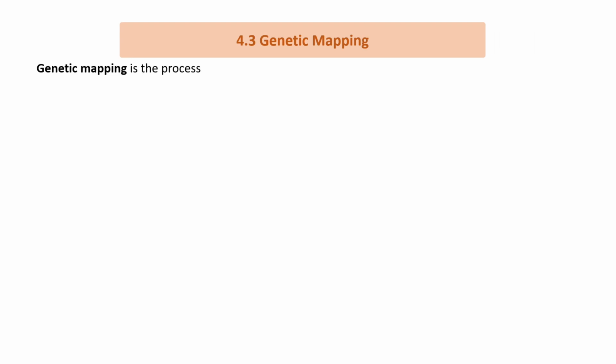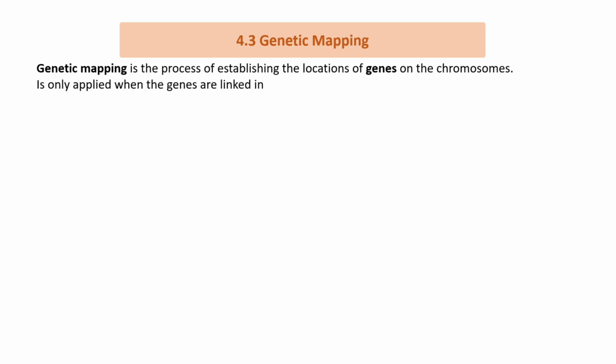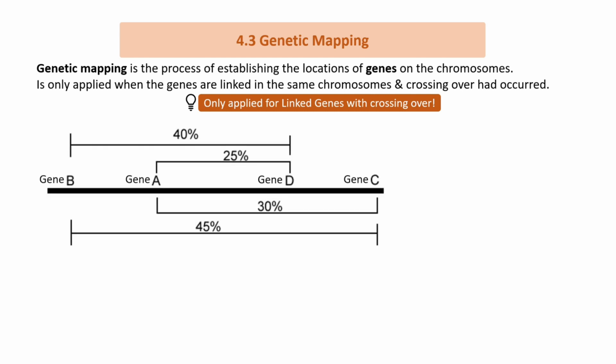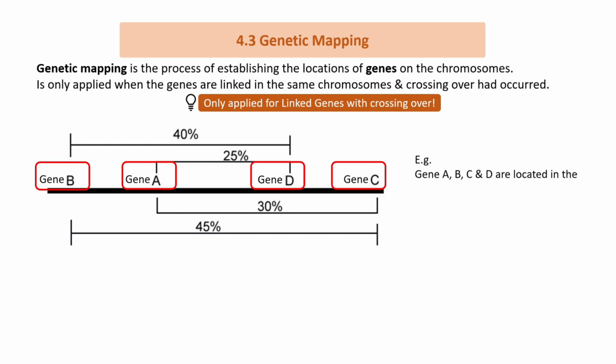Genetic mapping is the process of establishing the locations of genes on the chromosomes. It is only applied when the genes are linked in the same chromosomes, and crossing over had occurred. Please take note that it is only applied for linked genes with crossing over. This is an example for genetic mapping on a chromosome. Gene A, B, C, and D are located in the same chromosome. By using genetic mapping, we can determine the position of each gene.